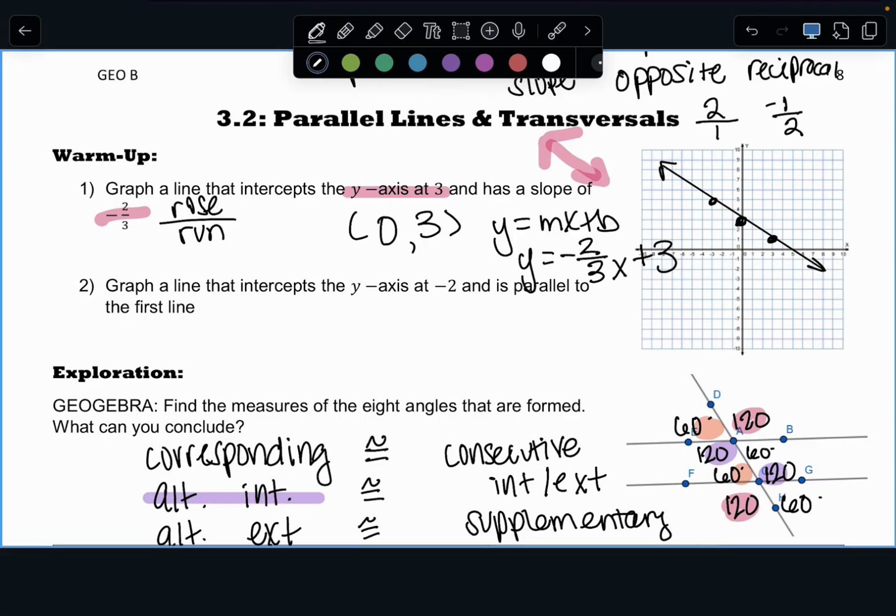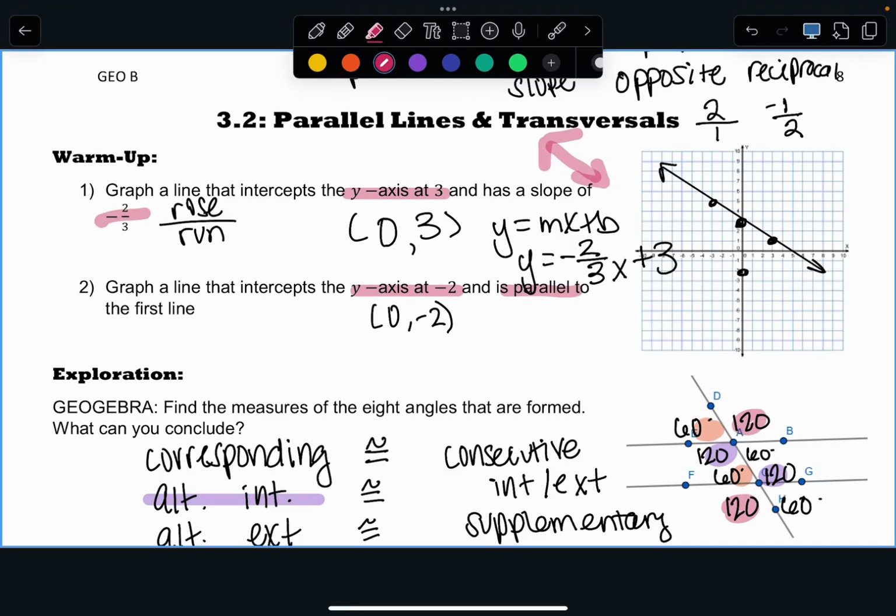So these are just algebra refreshers, but we're talking about it because we're going to draw another line that's parallel to it. Okay? So number 2 says we're going to graph a line that intercepts the y-axis at negative 2. So now we're graphing the point 0, negative 2, right there. And it says this line is parallel to the first line that we drew. So if it's parallel, what's my slope of this second line? The same. So m, my slope, is negative 2/3.